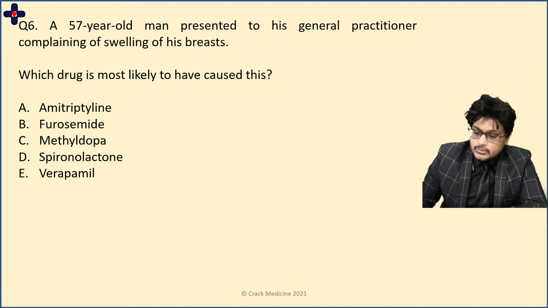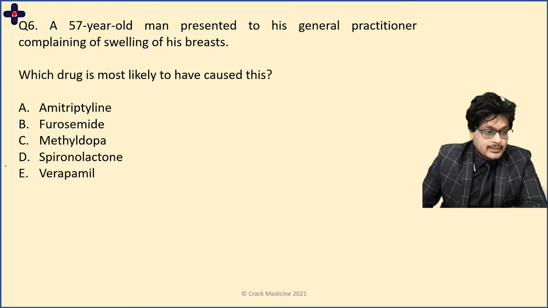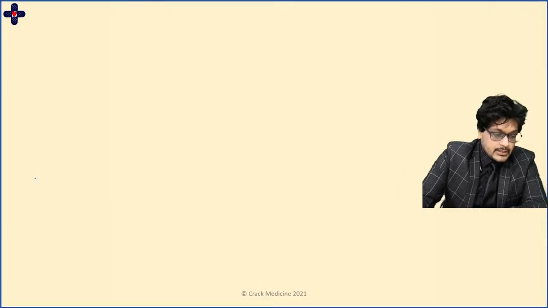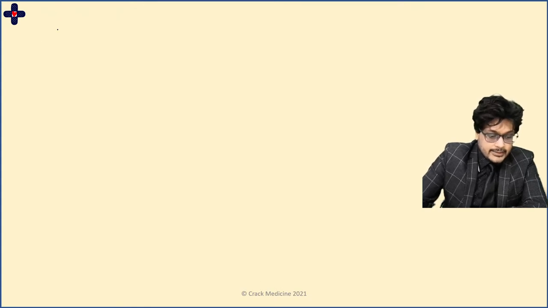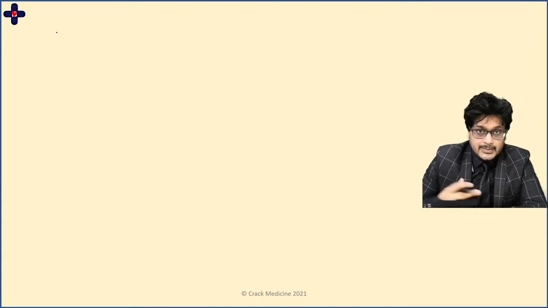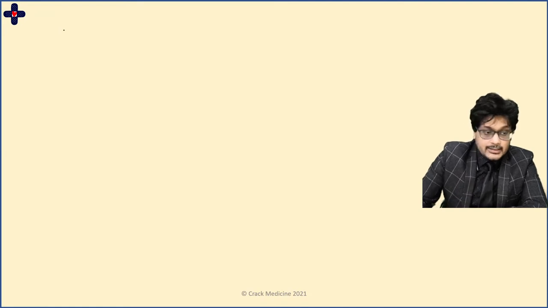Okay, so Dr. MJ, Dr. Ilya Bharti, Dr. Reggie, Dr. Aisha, Dr. Hashir, Dr. Karthik, and Dr. Pavan, all of you say D. So I also say D. Spironolactone is the correct answer. This man has gynecomastia, right? And this is increase in the male breast tissue secondary to increase in the estrogen levels. That is, the balance between the estrogen and androgen ratio is disturbed. The estrogen levels go higher.